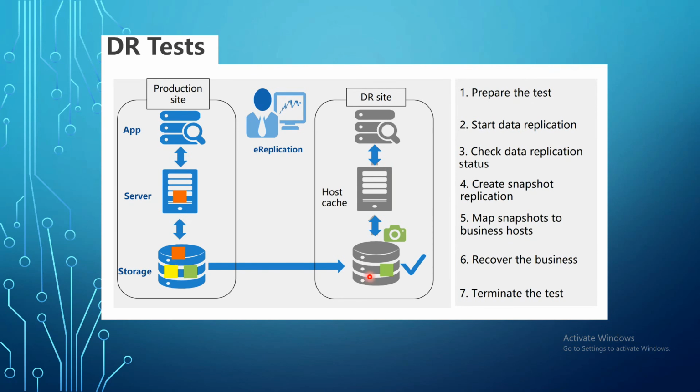So this is usually called a DR drill, where you are doing some drills to check whether everything is working or not. You can do it after 1 month, or maybe it depends, you can do it every day, no issue, because it's a snapshot. So you can test your environment to see that everything is working fine. This is called DR test.